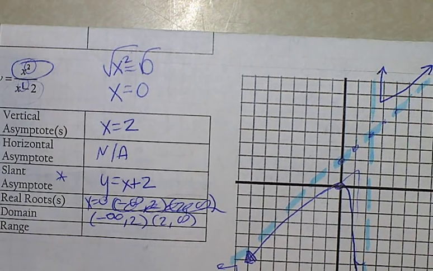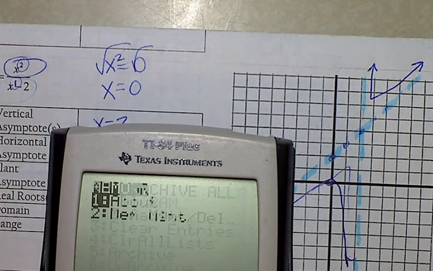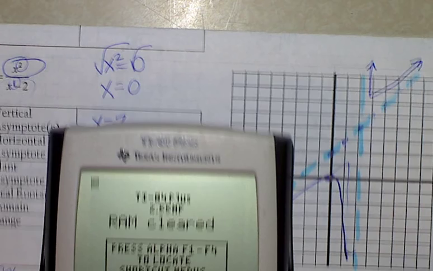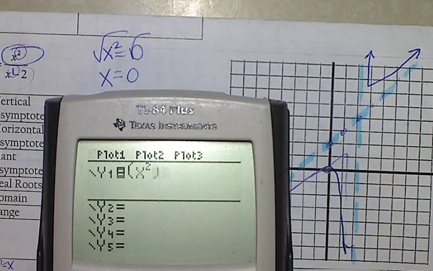So do me a favor. We're going to plug this in. Let's do 2nd plus 7, 1, 2. Go to y equals. First parenthesis is x squared divided by parenthesis x minus 2.